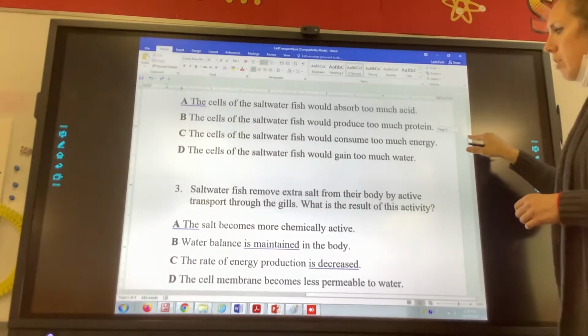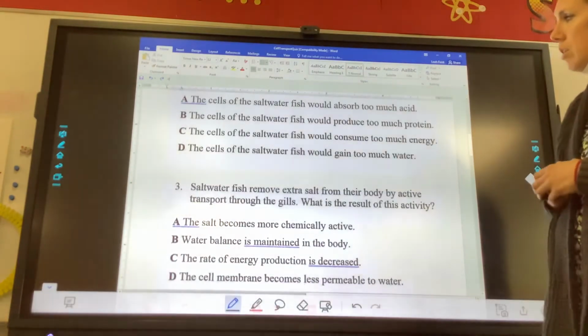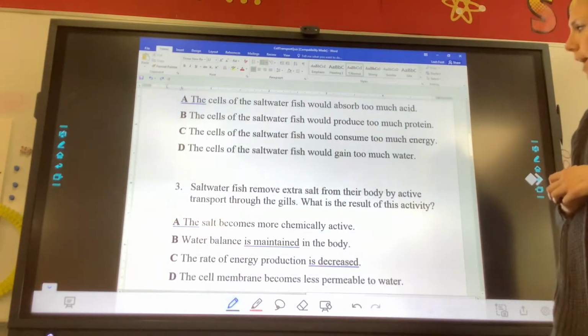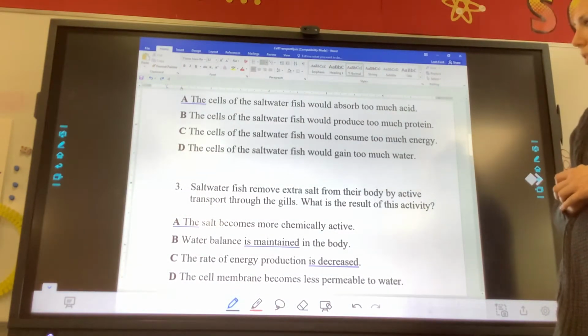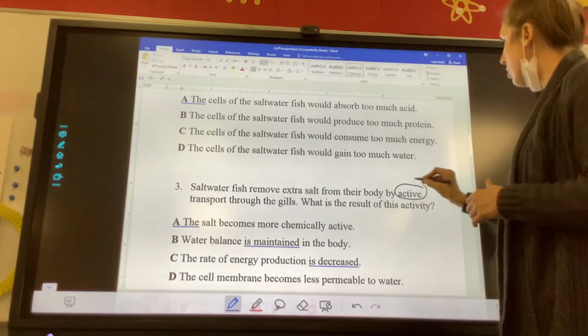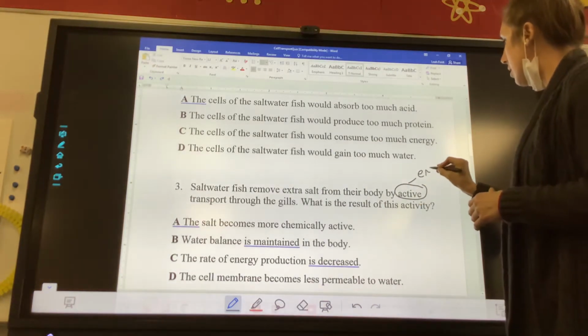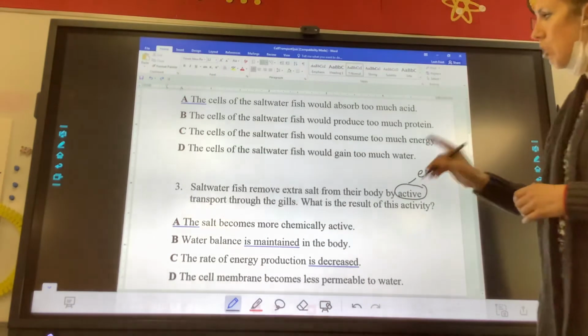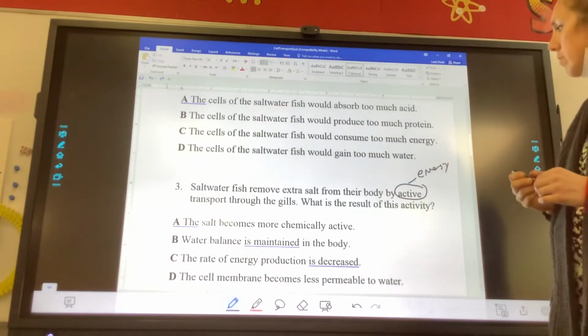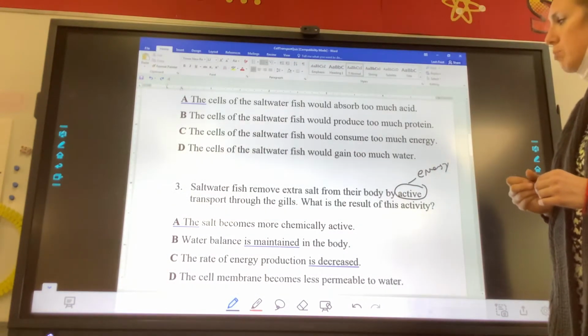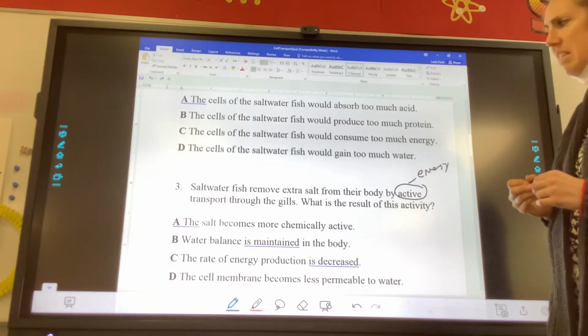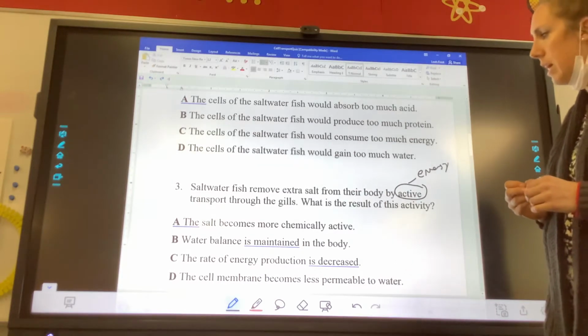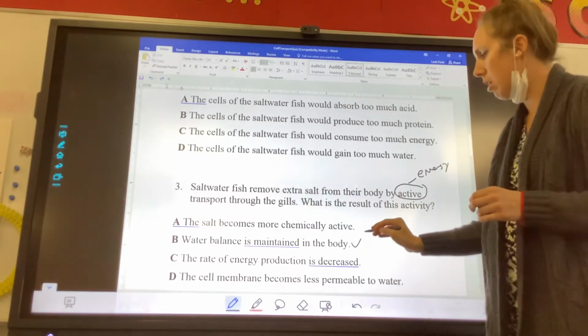Last question. Saltwater fish remove extra salt from their body by active transport. So I just saw active transport, so I know that's using energy through their gills. What is the result of this activity? The salt becomes more chemically active. Water balance is maintained in the body. That sounds right, I'll come back to it.